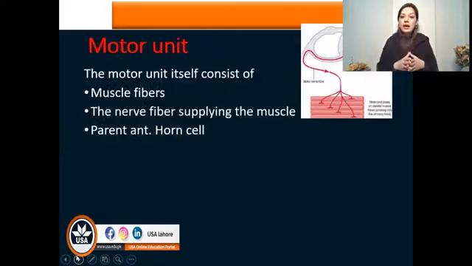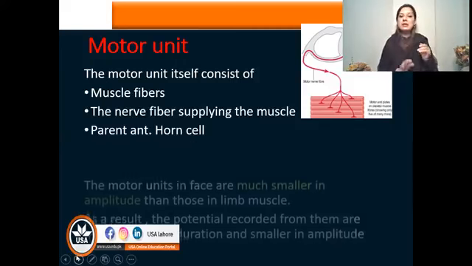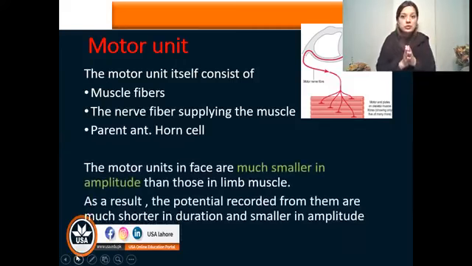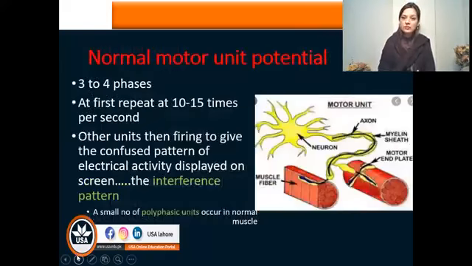So we know the motor unit consists of the muscle fibers, the nerve fibers supplying the muscle, and the parent anterior horn cells. The motor units of the face are much smaller as compared to the limb, like the muscles of the calf. As a result, the potential recorded from the muscle fibers of the face is smaller in amplitude as compared to the muscle fibers of the calf.